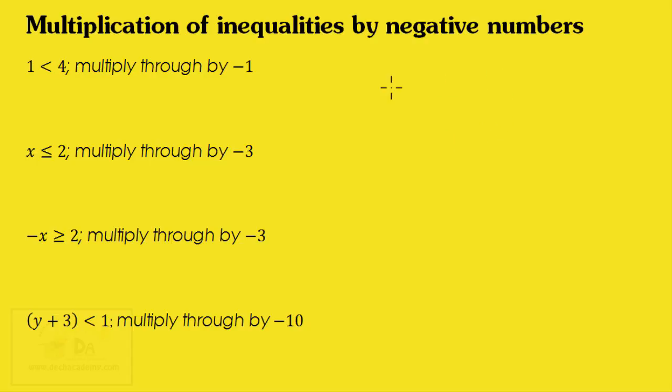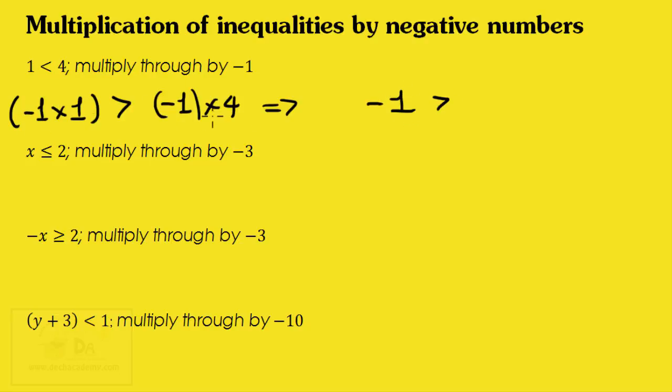Now we're going to multiply inequalities through by negative numbers. The first one here is 1 is less than 4. We're required to multiply it through by minus 1. So similarly, the left hand side term is multiplied by minus 1. So minus 1 times 1. And the right hand side term, 4, is multiplied by minus 1 as well. But whenever you multiply an inequality through by any negative number, the inequality symbol must be reversed. So this less than becomes greater than. And this simplifies to give minus 1 times 1 is minus 1 is greater than minus 1 times 4 is minus 4.